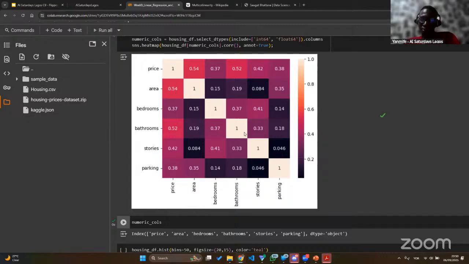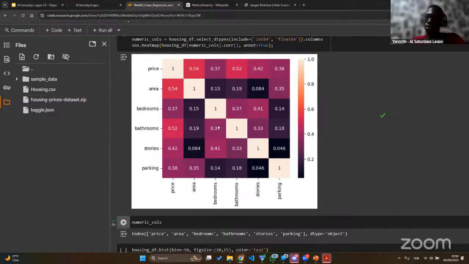So you check the correlation between those two. You check between different columns, not the price this time. You check the correlation between different features. Exactly.